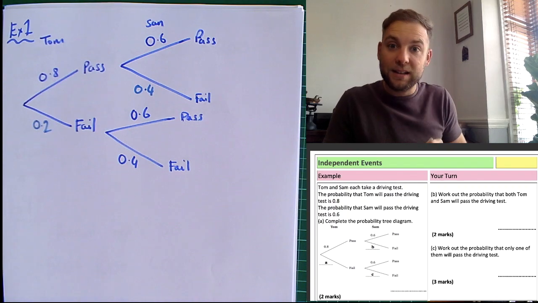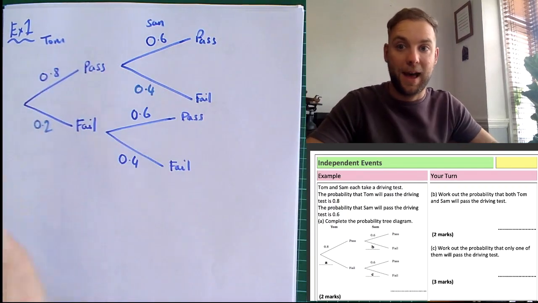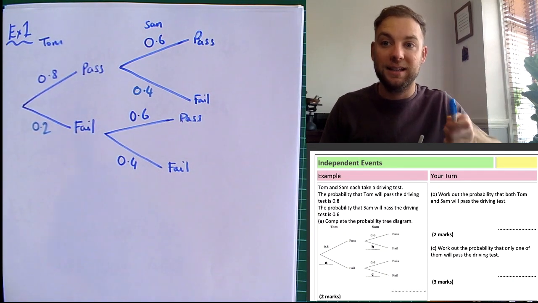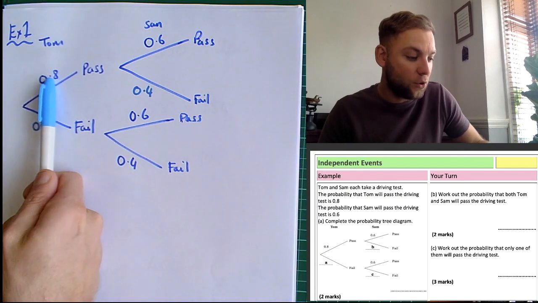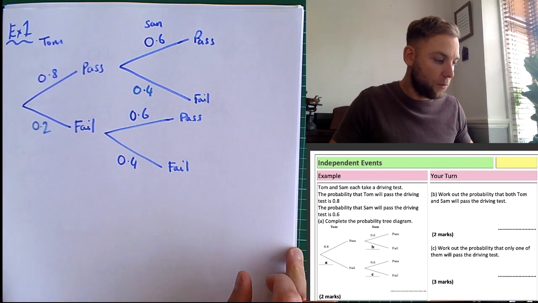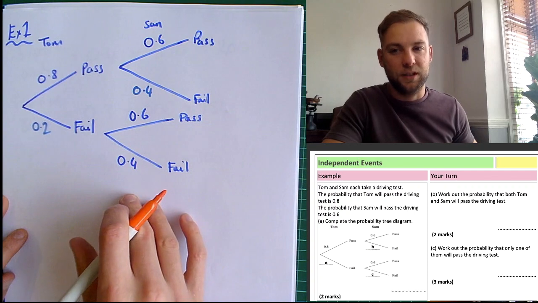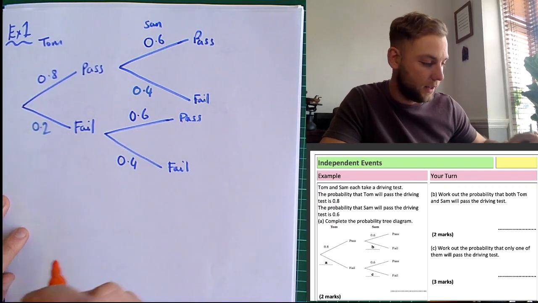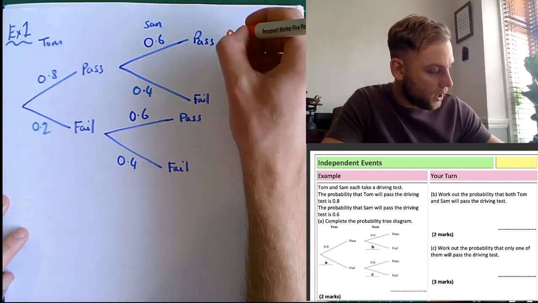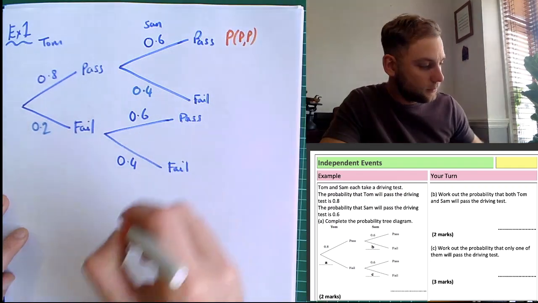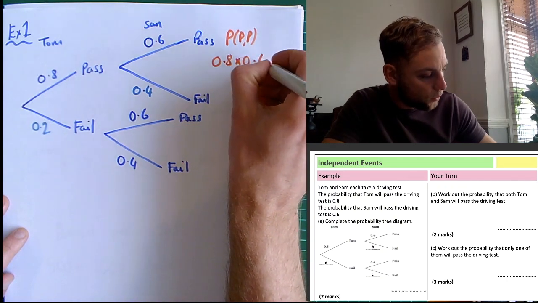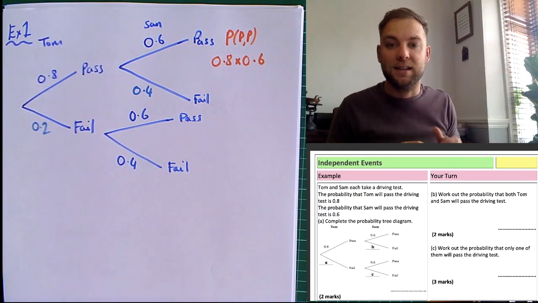Now, the next thing we need to think about is the fact that these two events are independent. Okay, so independent events means that the probability of Tom passing and the probability of Sam passing is going to be 0.8 times 0.6. So it's worth now showing. Now, whenever you do a probability tree diagram, they don't tell you to do this part, but it's always worth doing it because it does make life easier for you. So if I want the probability of pass and pass, that's going to be equal to 0.8 times 0.6. So that's what I'm saying, the probability of independent events we multiply.